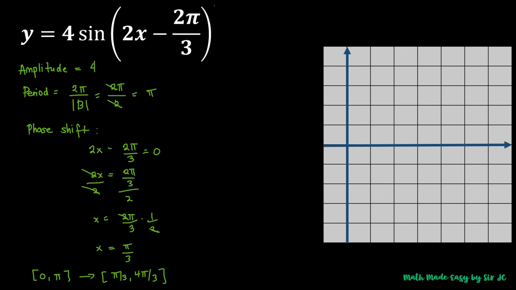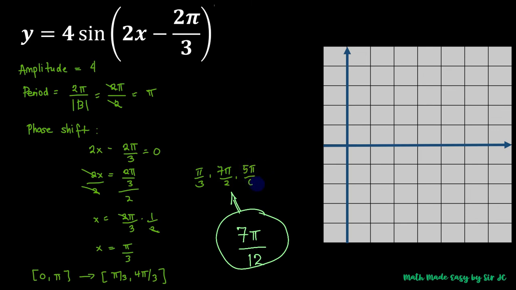So to find other values needed to graph one period of the given function, we divide the period by 4. So pi divided by 4. So we'll start at pi over 3. So pi over 3 plus pi over 4 is 7 pi over 12. Then 7 pi over 12 plus pi over 4 is 5 pi over 6. Then 5 pi over 6 plus pi over 4 is 13 pi over 12. Then 13 pi over 12 plus pi over 4 is 4 pi over 3.